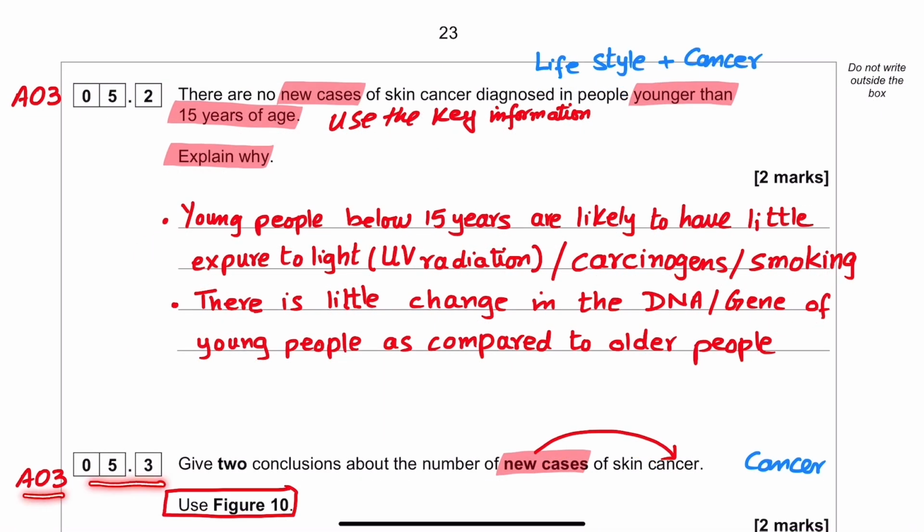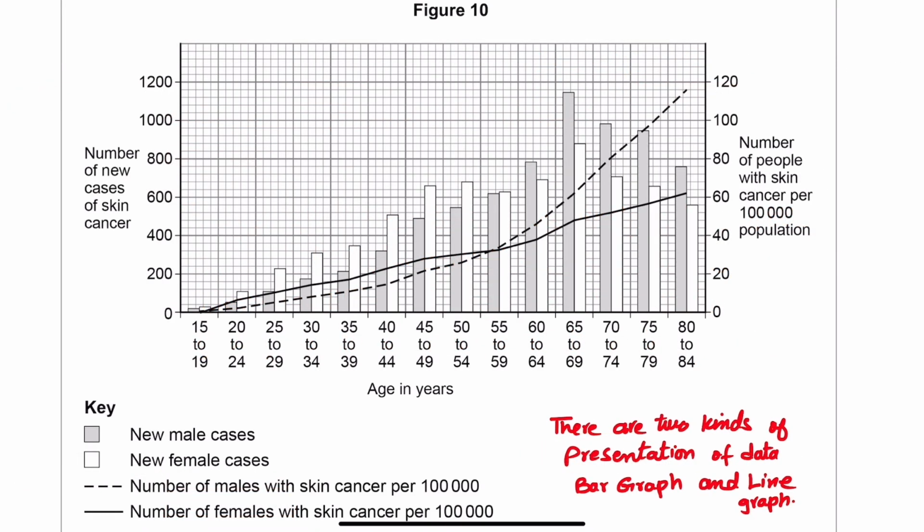5.3 is an AO3 question. Give 2 conclusions about the number of new cases of skin cancer. Use figure number 10. The question is about the new cases of skin cancer. We need to use figure number 10. The new cases in figure number 10 are shown in the form of a bar chart or bar graph.